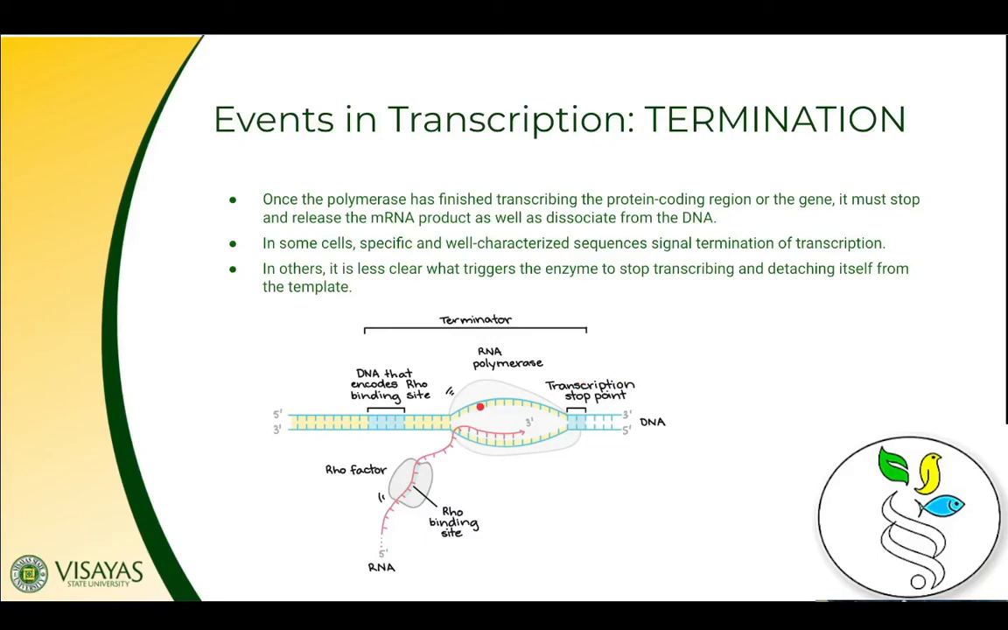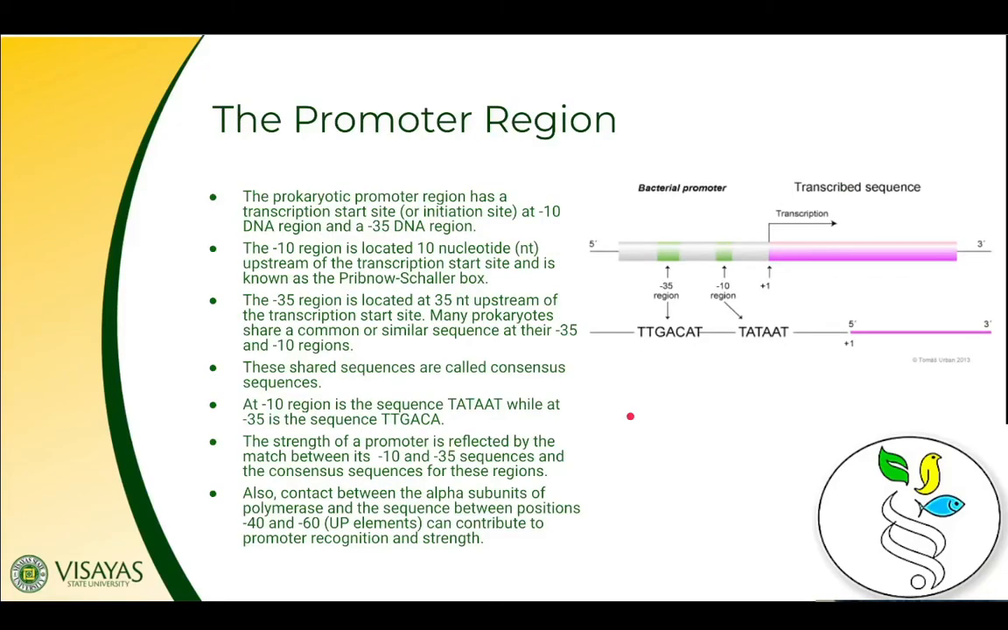We have already discussed the three events: the initiation, the elongation, and the termination. Now, during initiation, we talked about the promoter region. It must be located by the RNA polymerase so that it will understand where to start the transcription process. If we compare prokaryotic and eukaryotic, there's a big difference in their promoter regions.